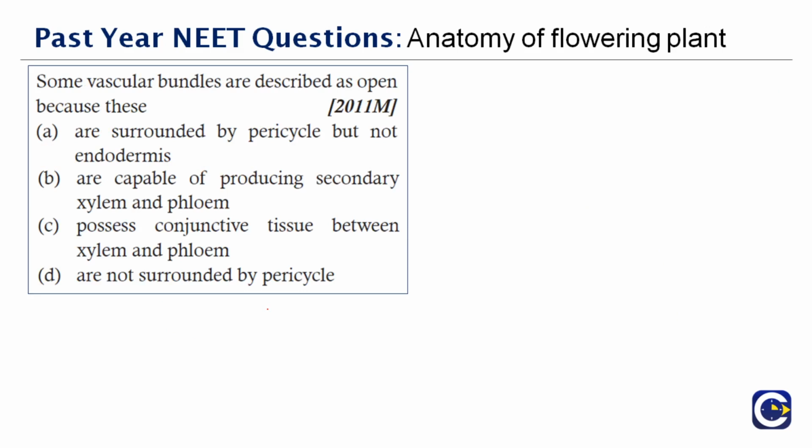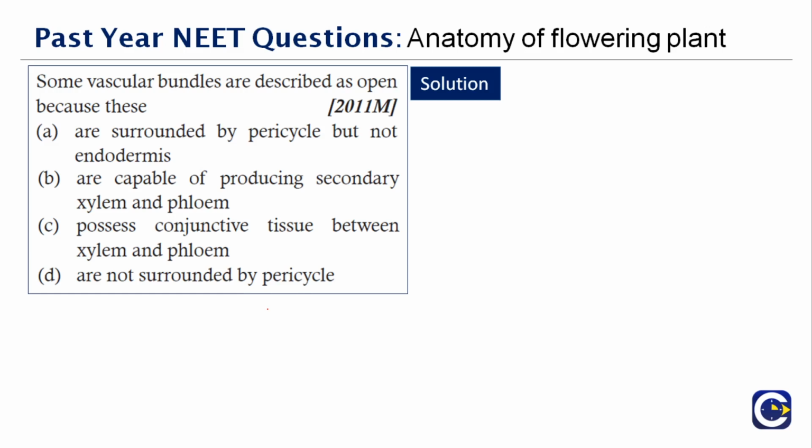Next question here. Some vascular bundles are described as open because they are dash. Okay, we are totally discussing these vascular bundles, and we know what they are. They are, once again, conducting tissues which transport the nutrients. You have xylem in it, you have phloem in it, all that. Now, some vascular bundles, we're not talking about everybody, we're talking about a few.